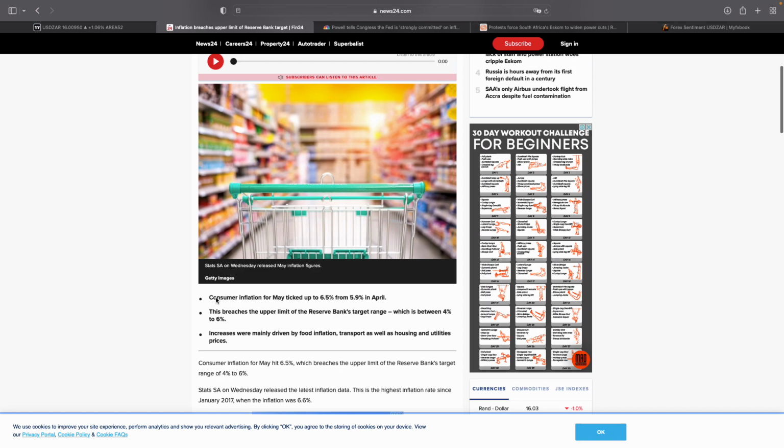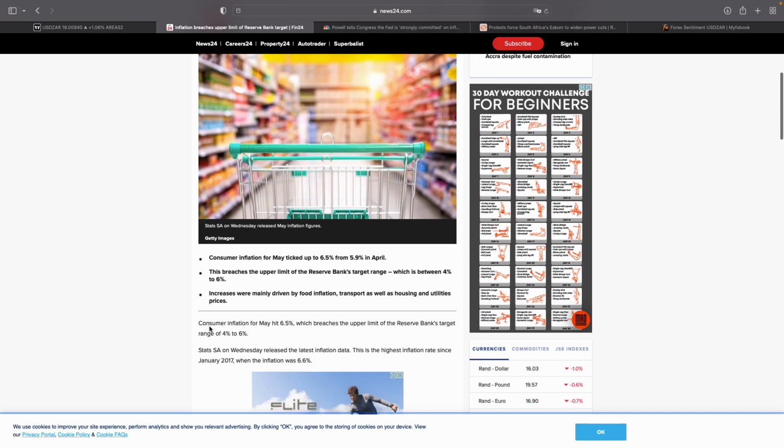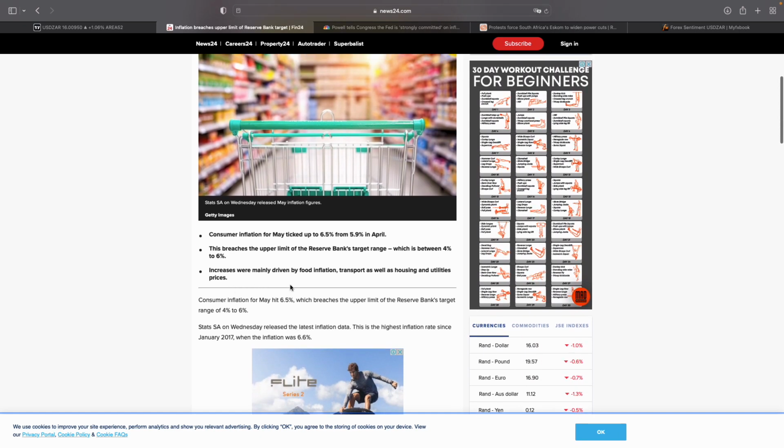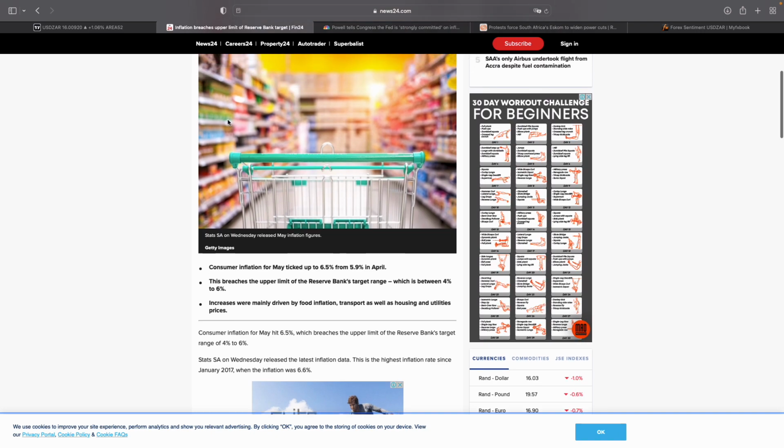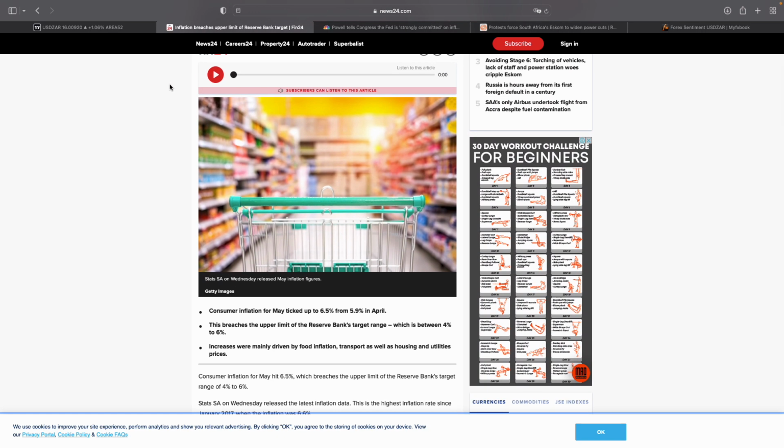It says here this breaches the upper limit of the Reserve Bank's target range, which is between 4 and 6%. They're way above. I won't say target, they are actually over delivering in a bad way. Also says here increases were mainly driven by food inflation, transport, as well as housing and utilities there as well. Now we know that the supply chains are still quite bottlenecked, but at the end of the day, we are in the situation that we're currently sitting over here.